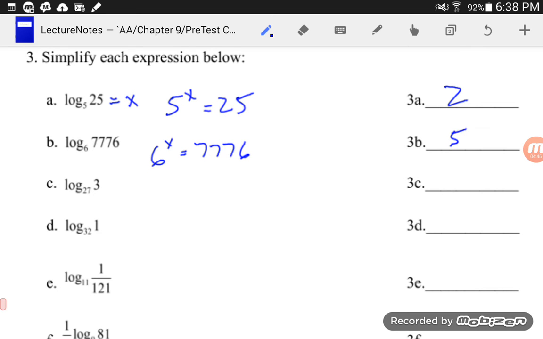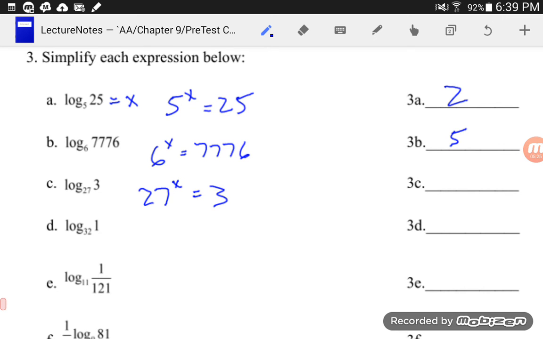Now the next one's maybe a little trickier. 27 to what power equals 3? How would I get 27 to actually shrink down to 3? The two things that immediately pop in my head: if I have a negative exponent, that means it shrinks down, but that would be something like 1 over 27 to the first power, 1 over 27 to the second power. That's not going to work.